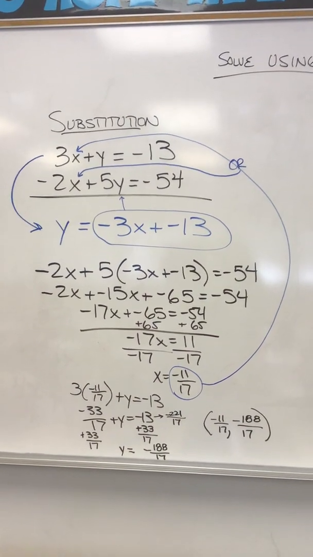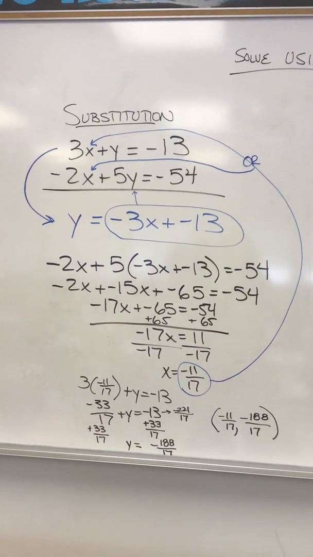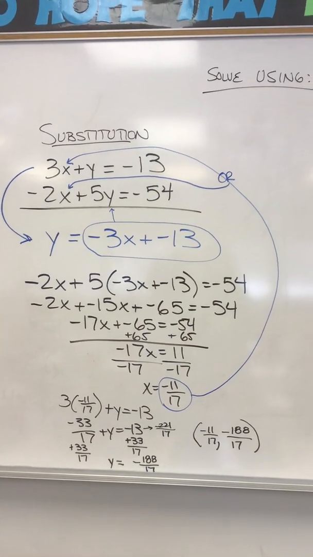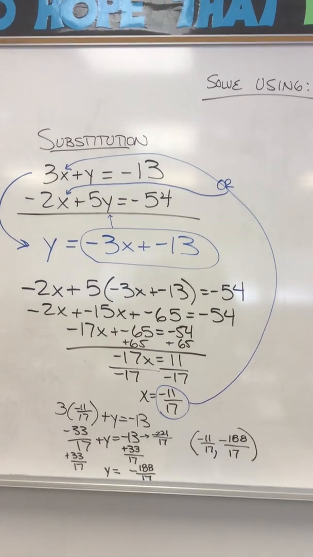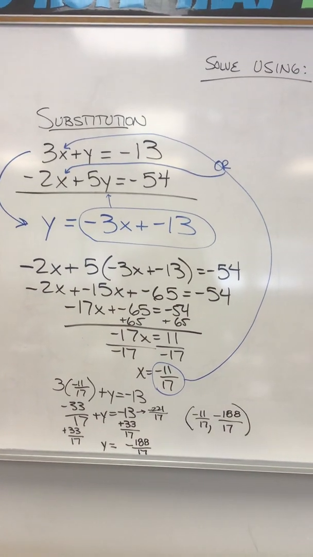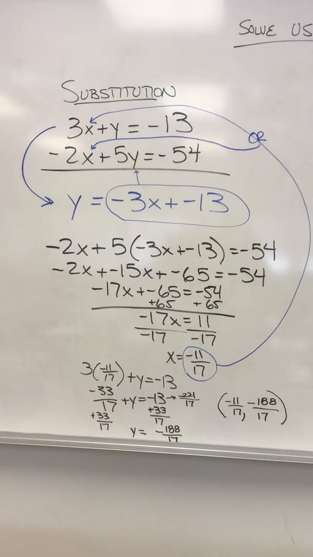For using substitution, our first step is to solve for one of the variables in one of the equations. Here, our first x has a 3, our first y has a 1, our second x has a negative 2, our second y has a 5. These are all the coefficients. Obviously, I want to solve for the one that has a coefficient of 1 already, which is the y in the first equation.